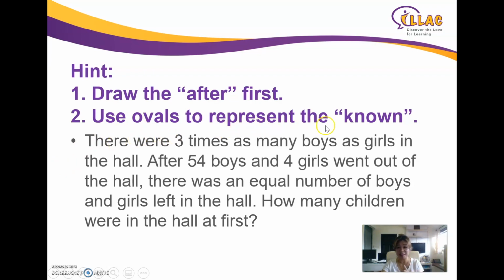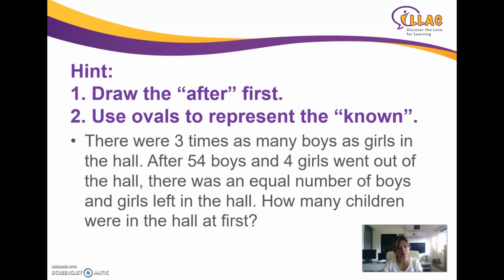Use ovals to represent the known. What do I mean by known? Known means numbers that are given to you. So for example, in this question, there were 3 times as many boys as girls in a hall. So straight away in your mind, you think, okay, 3 boxes for the boys, 1 box for the girls, right?